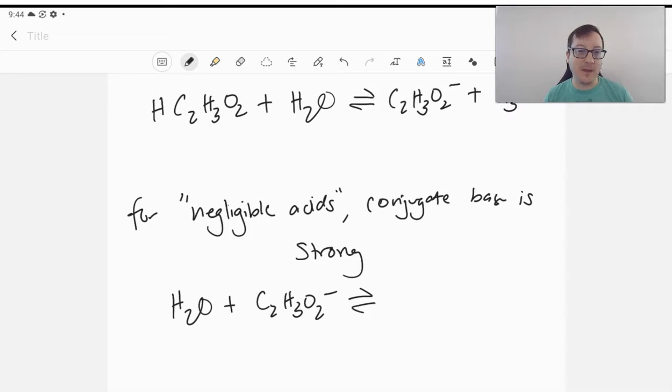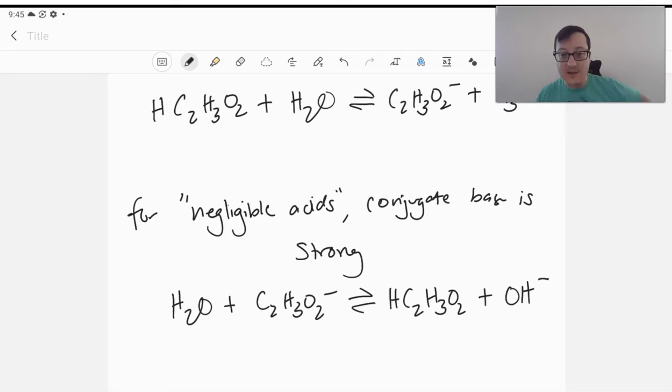Water is such a weak base, but I'm sorry, a weak acid. So we can kind of consider it negligible. Notice what happens in solution. We end up making our acetate plus OH minus. The conjugate base here is strong. OH minus is a strong base. So our conjugate base here for this negligible acid is strong. So extremely weak acids have very strong conjugate bases. So like water. Water's conjugate base is very strong. Water's conjugate acid is also very strong.